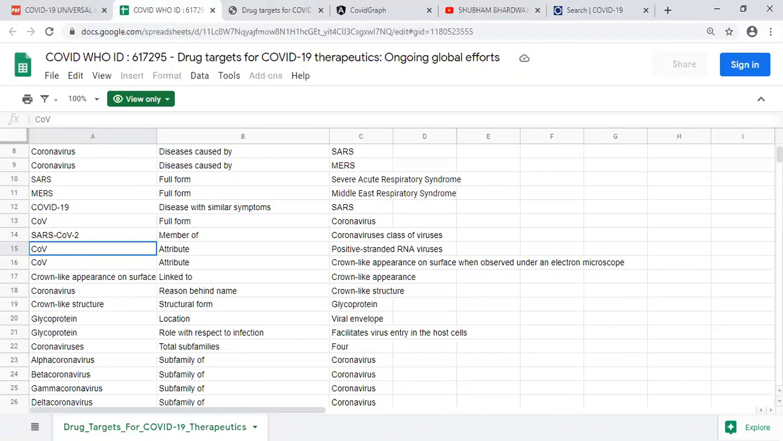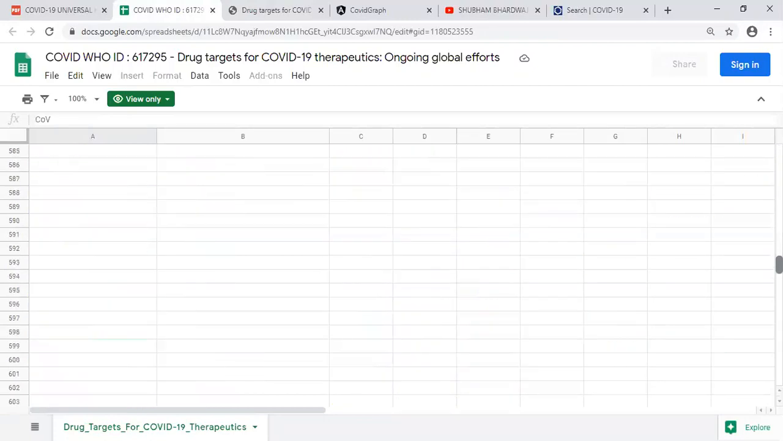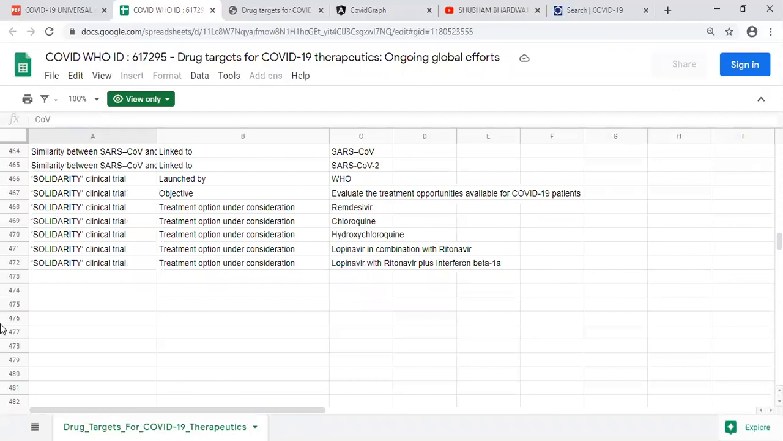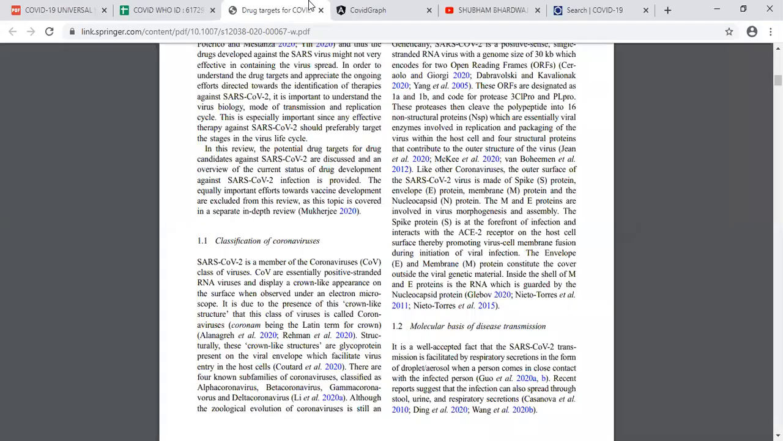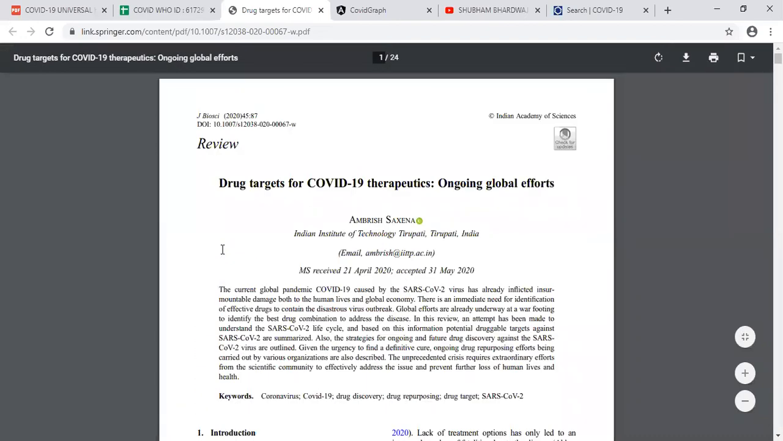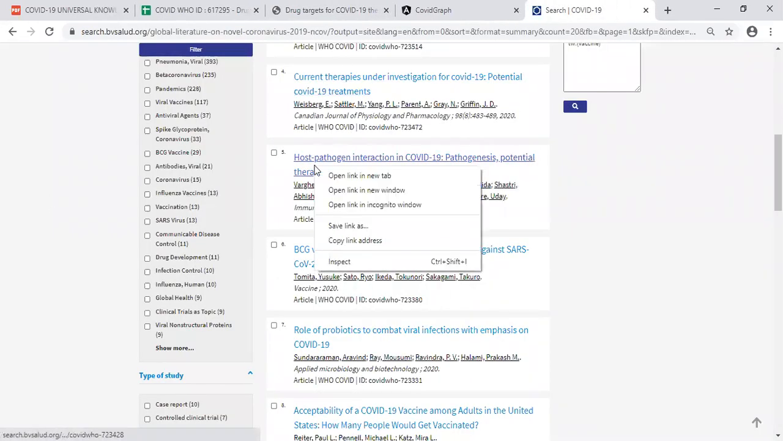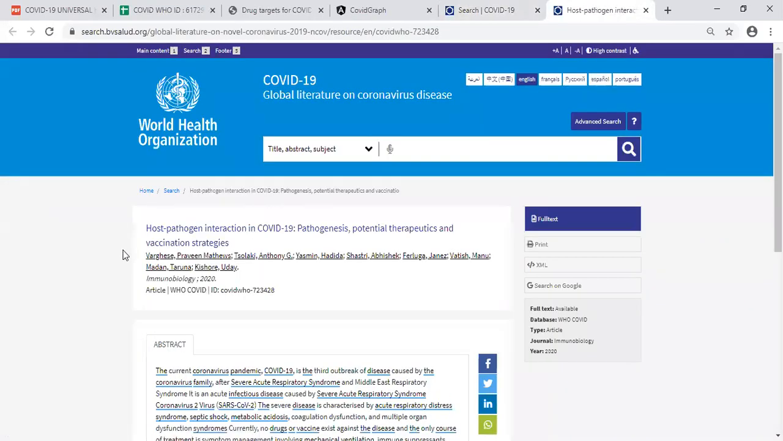If you look at this entire dataset curation, it has around 472 source, relation, target triplets, and all of them have been extracted from this research paper. Now let me do this live for the research paper that we chose. The research paper that we chose was this. Let me open this research paper. The full text is available here.